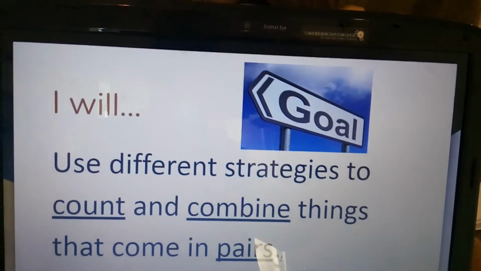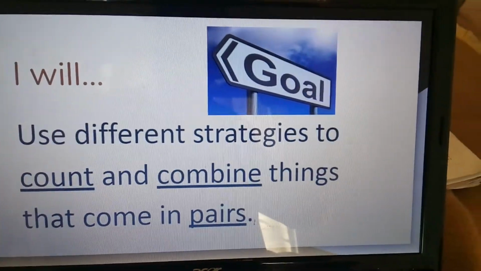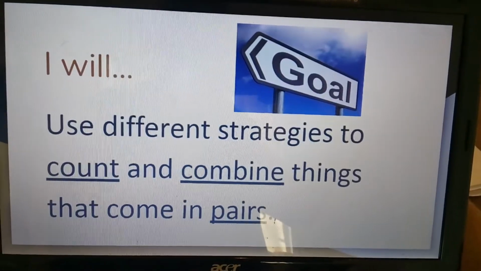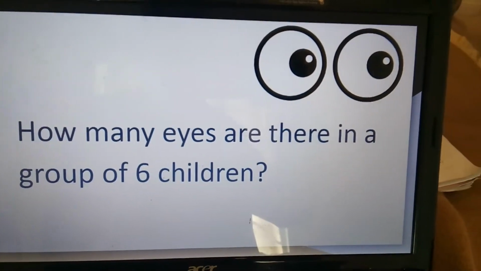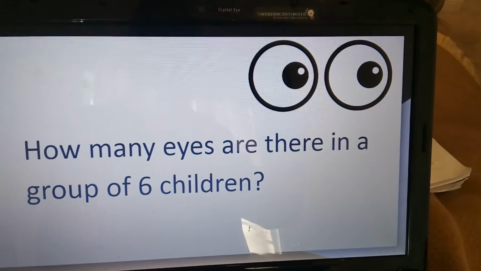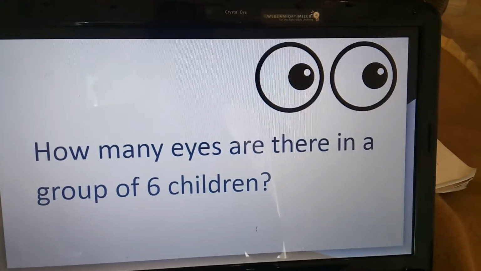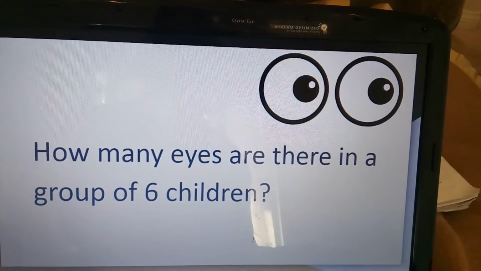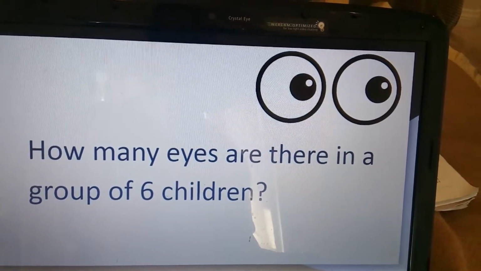And how we are going to do this, we're going to complete the following objectives. So repeat after me. I will use different strategies to count and combine things that come in pairs. So let's take a look at a sample problem here. How many eyes are there in a group of 6 children? So once again, we're going to put those caps back on. And I want you to think. How many total eyes are there in a group of 6 children? When you think you know, show me a thumbs up.